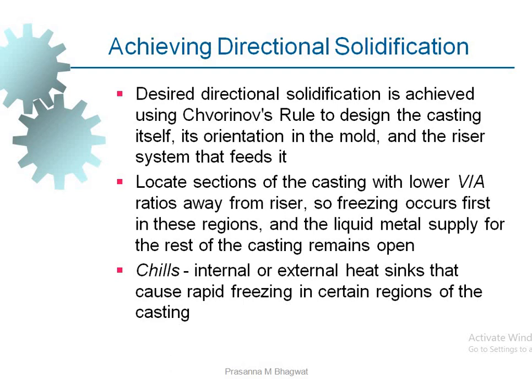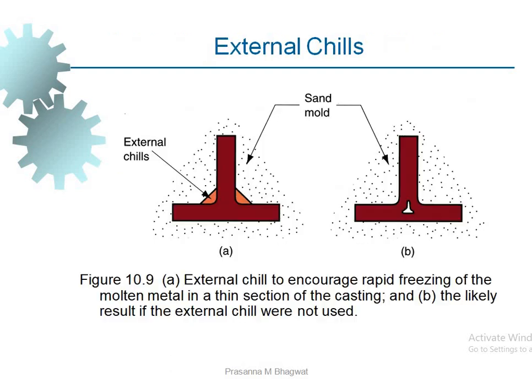Or you can use chills. Chills are internal or external heat sinks that cause rapid freezing in certain regions of the casting. Suppose some areas are thinner and some areas are thicker. The thinner area freezes first, but the thicker areas will take more time. So if you want to freeze those thicker areas equal to thinner areas, you should place certain external heat sinks. Those are called chills, so that they are equally solidified with respect to thinner sections. So that is the use of chills.